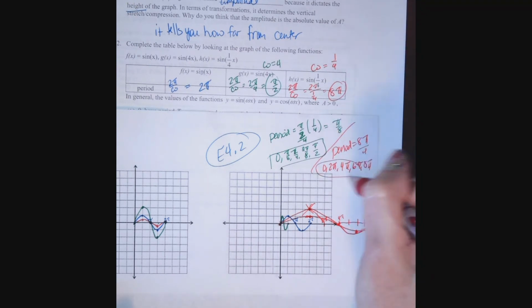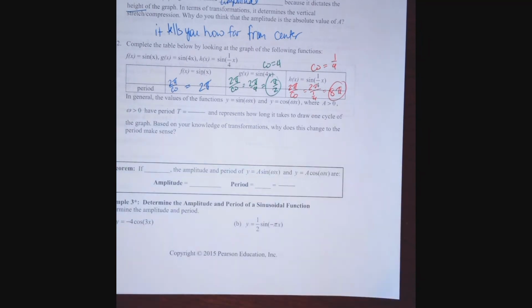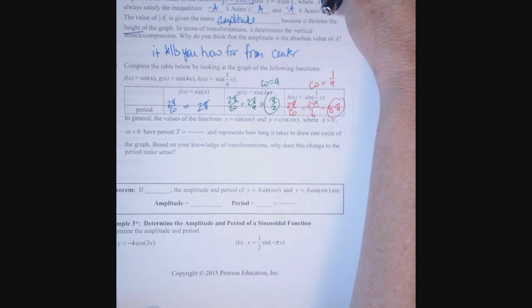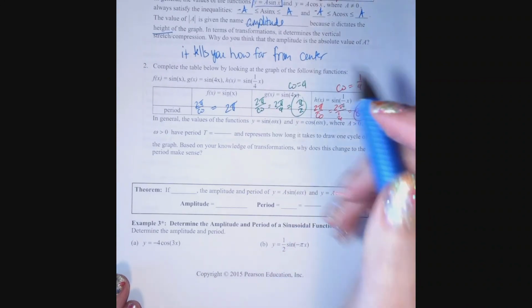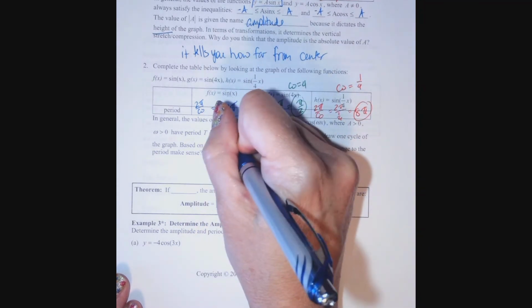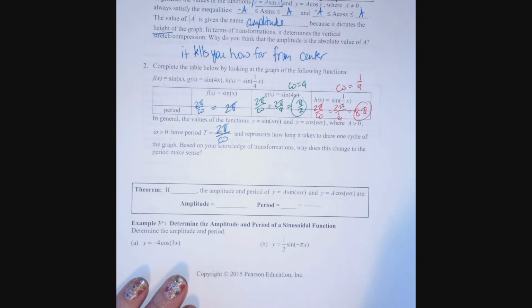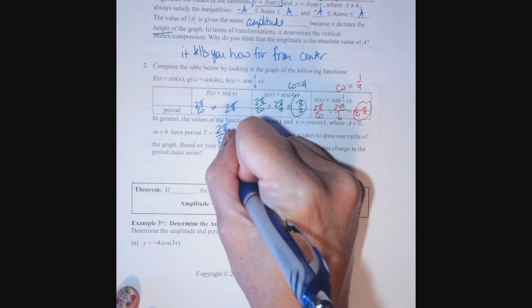My points are here. So in general, for the functions y equals a sine of omega x and a cosine of omega x, where a is greater than 0 as long as my amplitude is not 0, I have a period for sine and cosine of 2 pi divided by omega. It represents how long it takes to draw a cycle. It's my horizontal stretch or shrink.